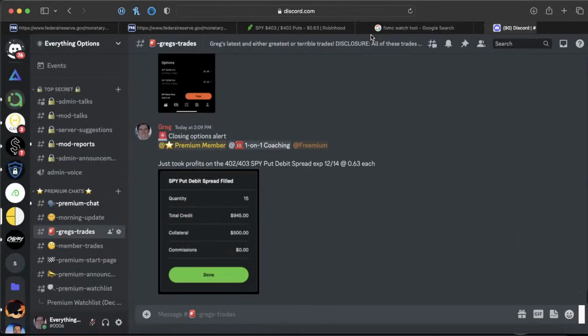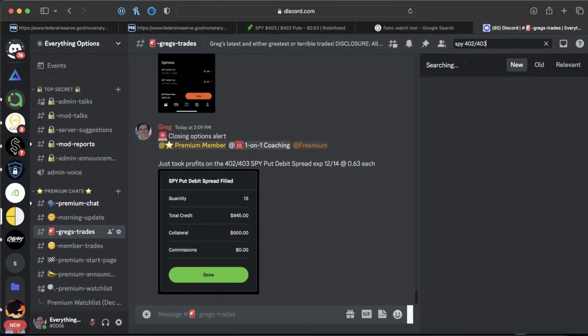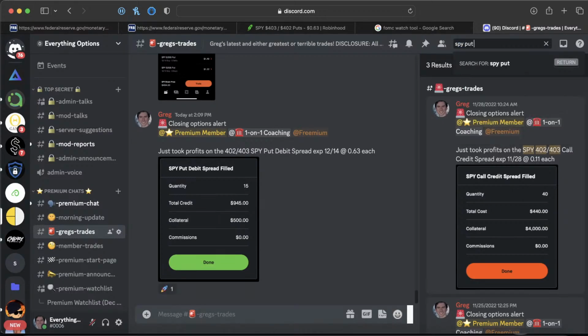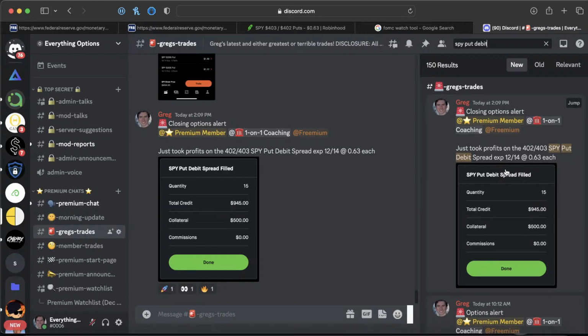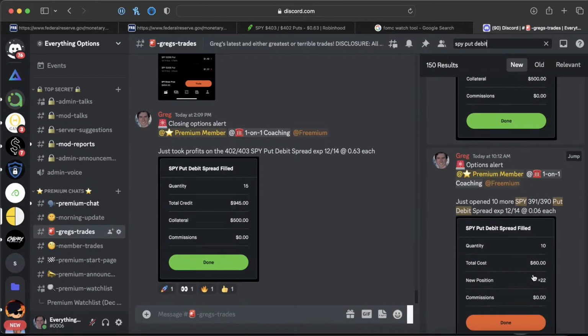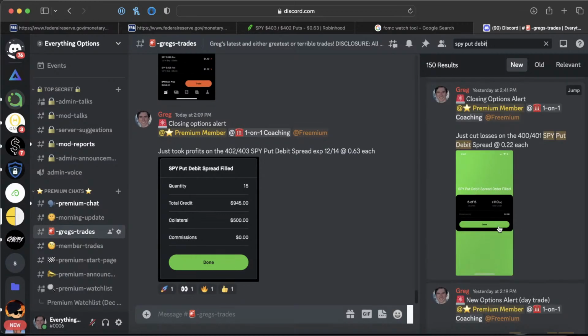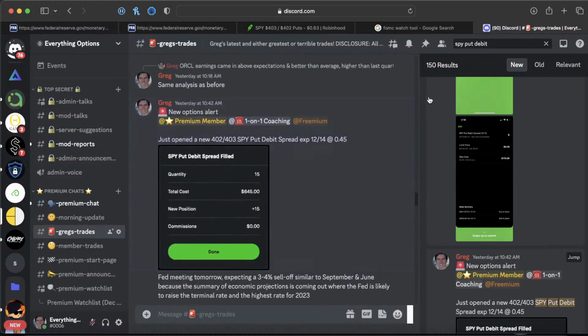Let me actually move this over so y'all can see. SPY 402, 403, 50% profit for right now. That's good. Very, very nice. Looks like we don't have that. 402. I'll type in put debit. Just took profits on it. Okay, where's the one that we opened? Where is the open alert? Ugh. How annoying. There we are. That's what we like.